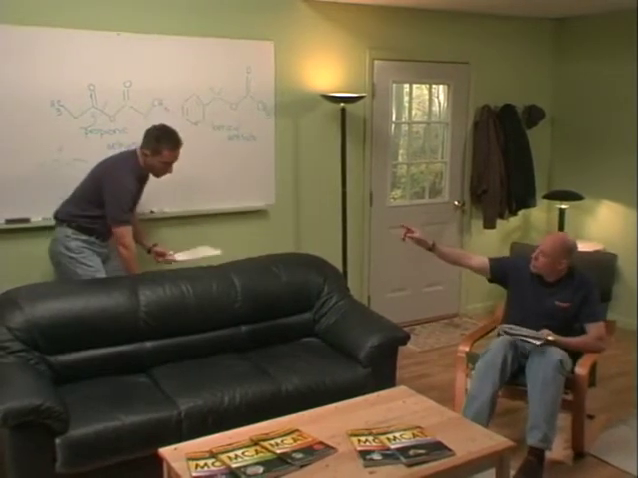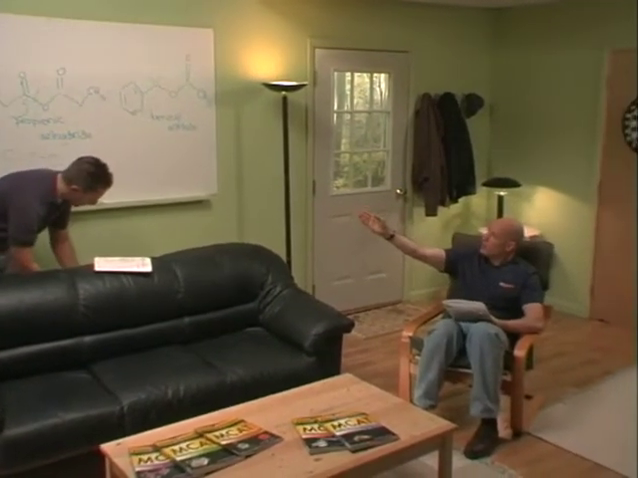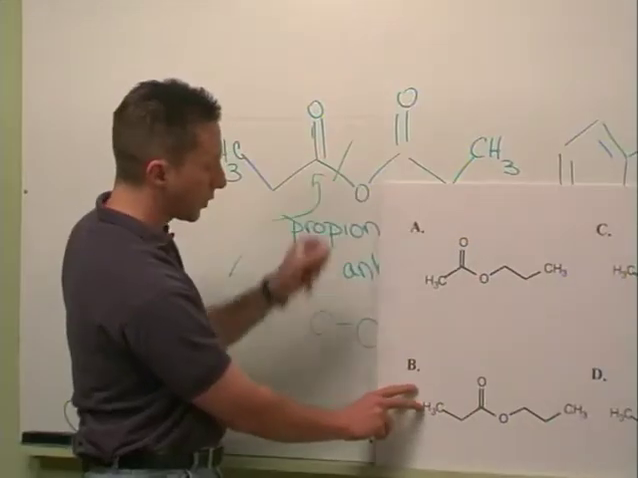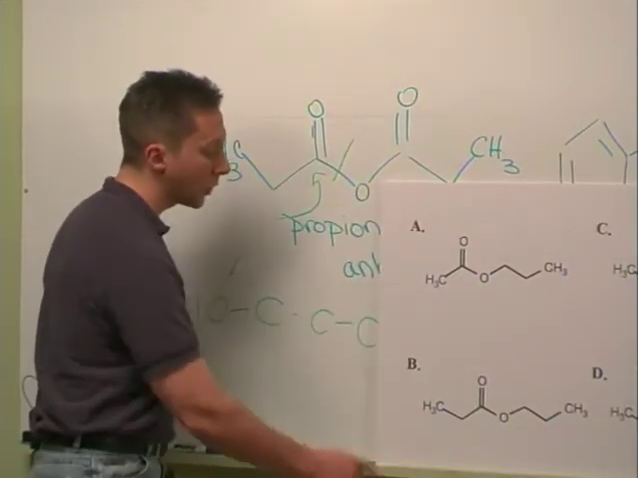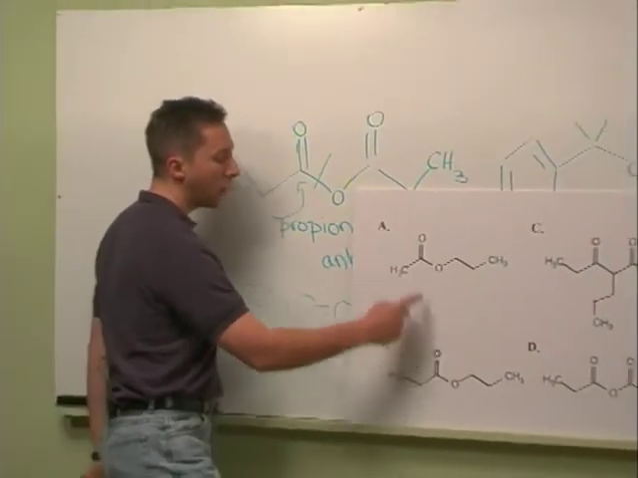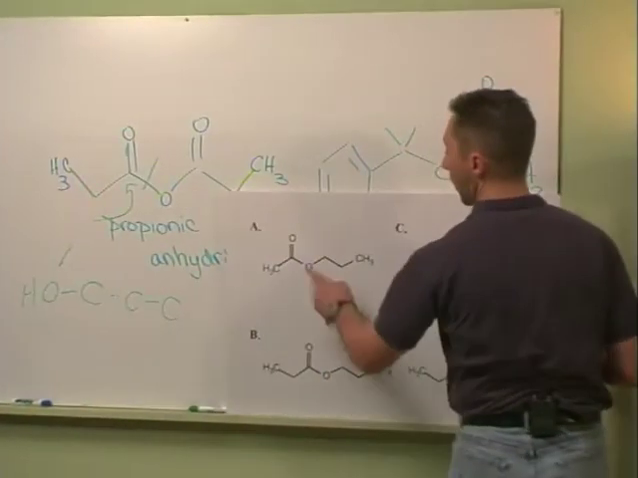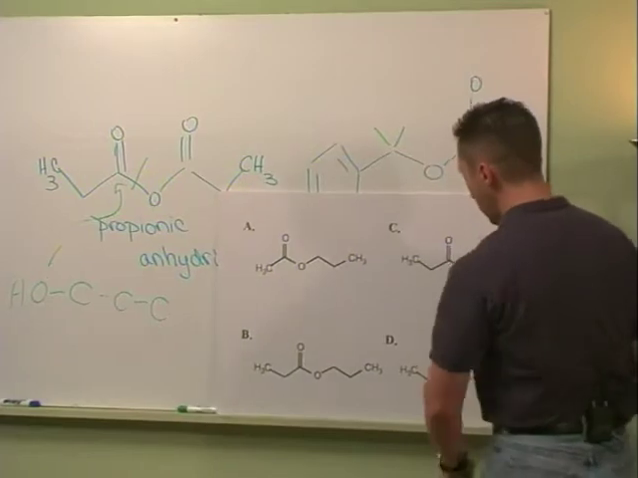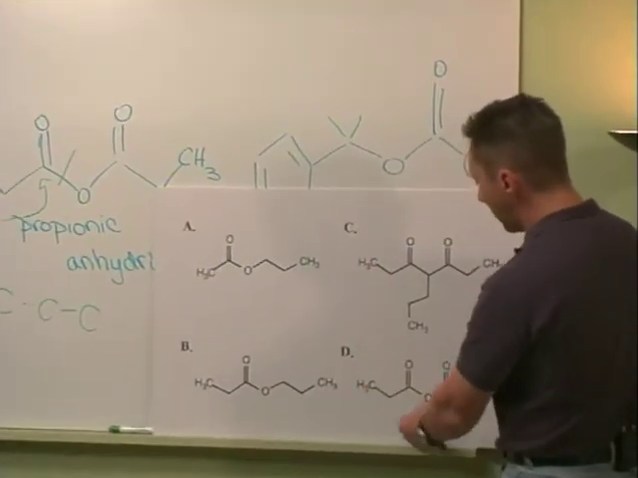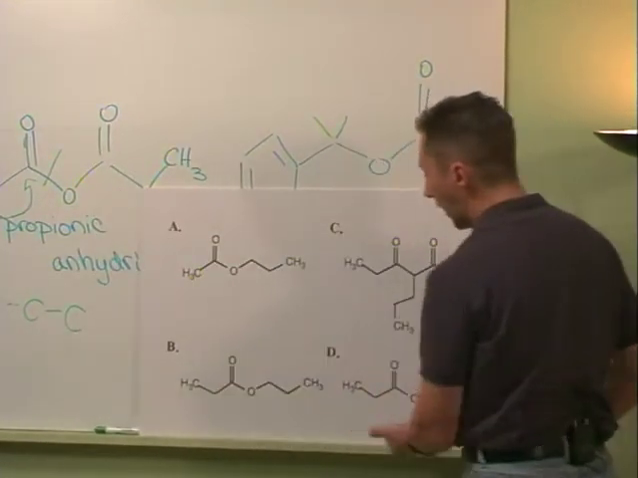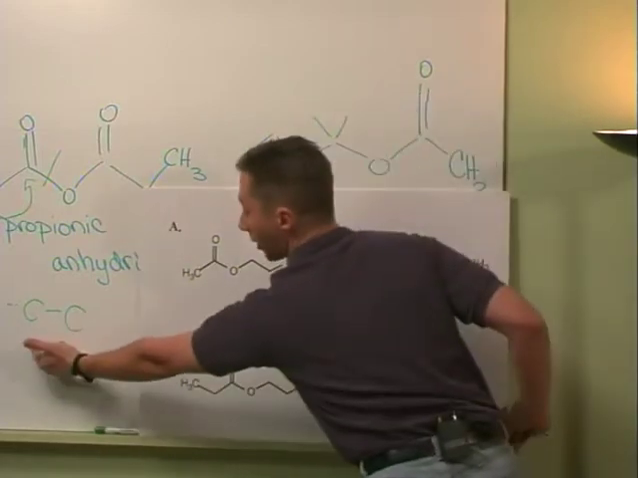So it has 2 carbons on the left of the carbonyl and 3 carbons on the right side of the ester group. Great. That's going to eliminate answer choice A immediately because that only has 1 carbon to the left of the carbonyl. A is out. Actually, C and D are out. D is our original propionic anhydride. That's not going to be the ester product formed.